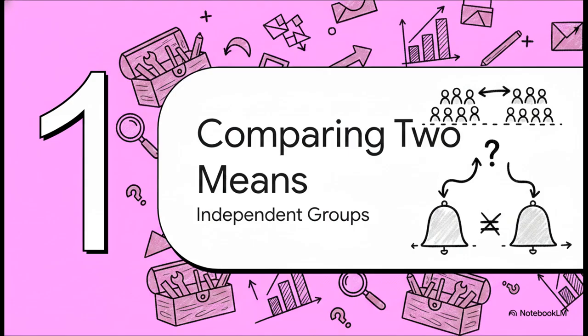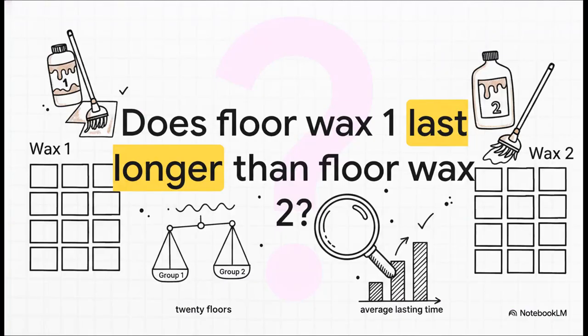Comparing two population means. Okay, let's open up the first compartment of our toolkit. Imagine you're a detective hired to prove which of two competing floor waxes actually lasts longer. You randomly apply wax 1 to 20 floors and wax 2 to another 20 entirely different floors. Since the floors testing wax 1 have absolutely no relationship to the floors testing wax 2, we call these independent means. Our main question here is: is the average lasting time truly different?